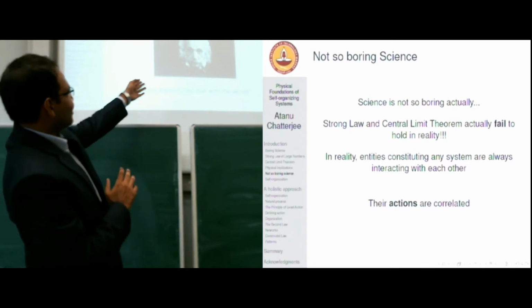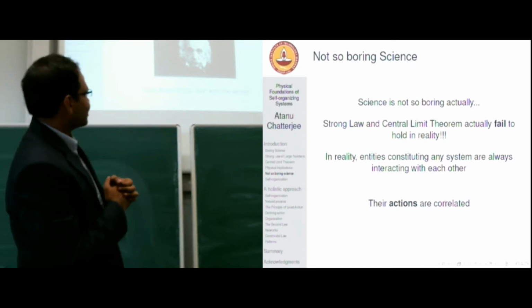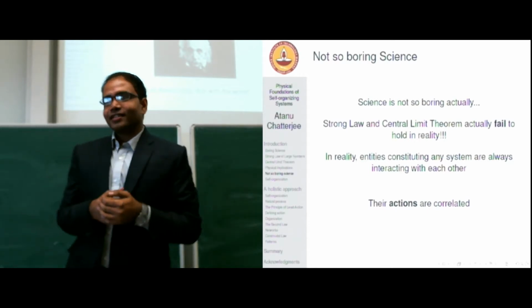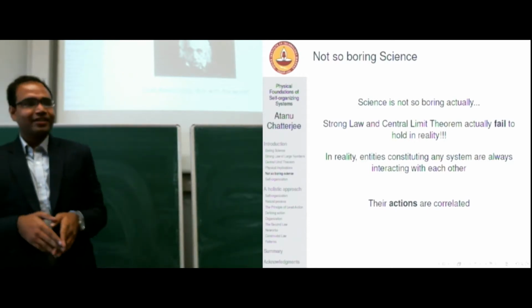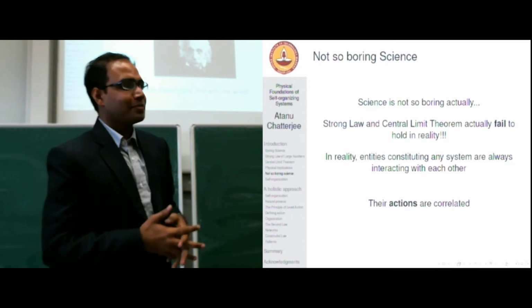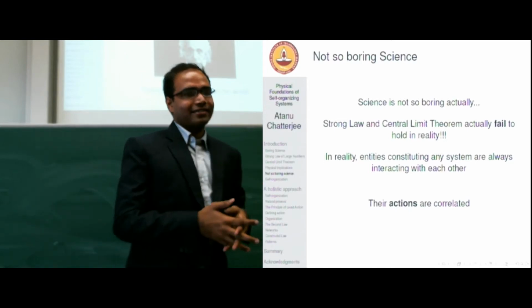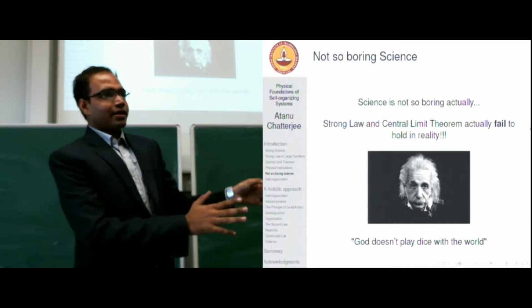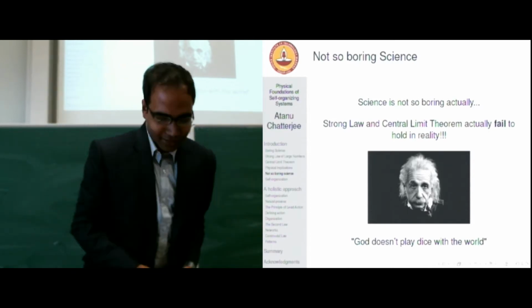So this is a picture which says God doesn't play dice with the world. He was proved wrong by quantum mechanics, but I'll say that in this regard he is quite correct, because God really doesn't play dice, because the central limit theorem is not what we need to understand nature. We have something greater than that.